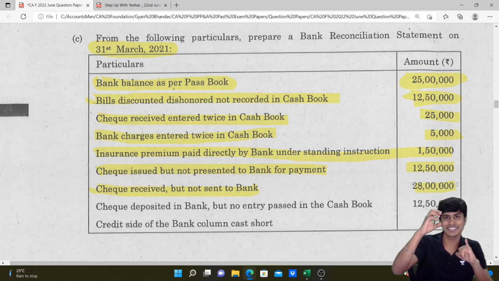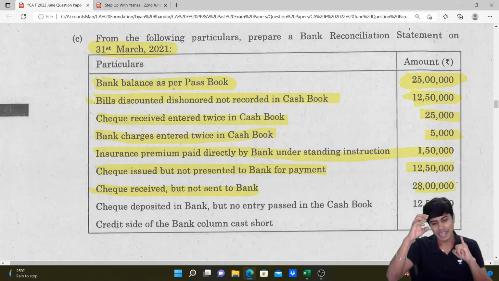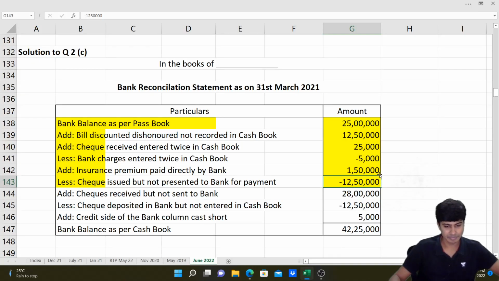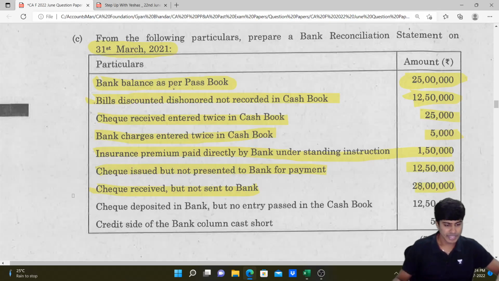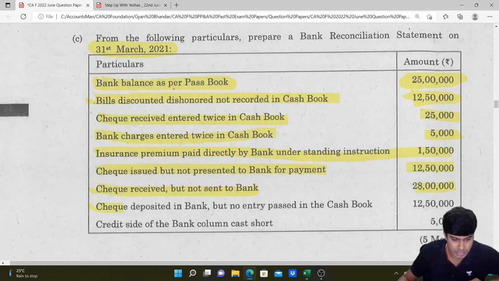Where are we making changes? In passbook. I need to add this 28 lakh. Let me add 28 lakh. Cool. Next item, checks deposited in bank but no entry passed in cash book.